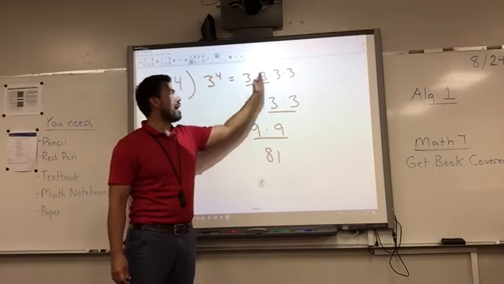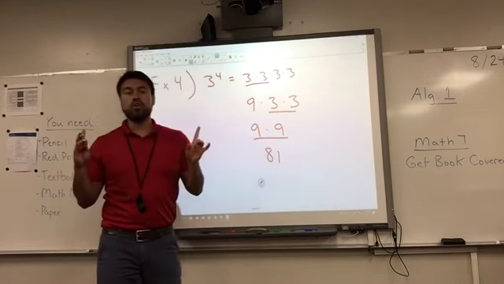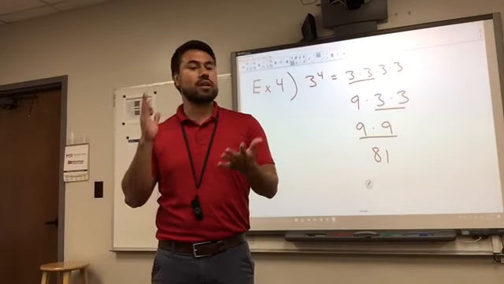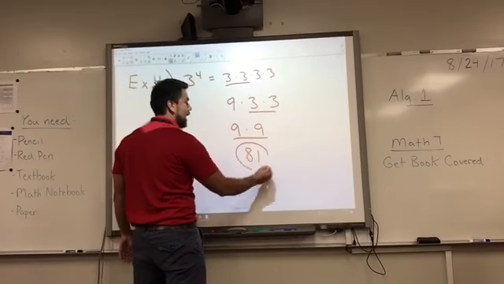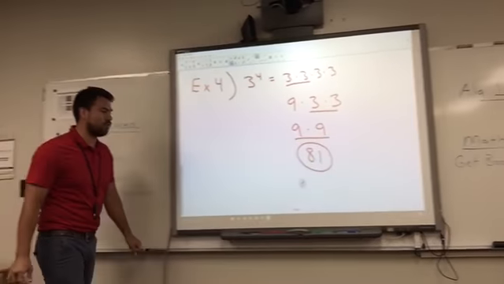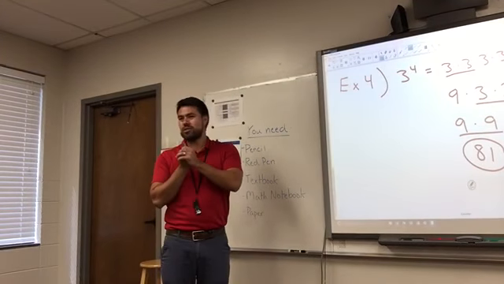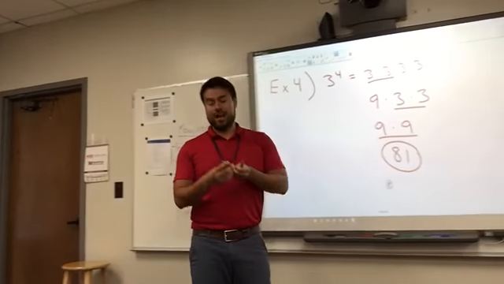So you can do it that way, or you can do it this way. Just make sure that you know you can change the order of the factors and still get the same product. Same product. So 81 is the value of 3 to the 4th power. You guys get that? You guys good on it? Questions on this? Okay. Stop recording.